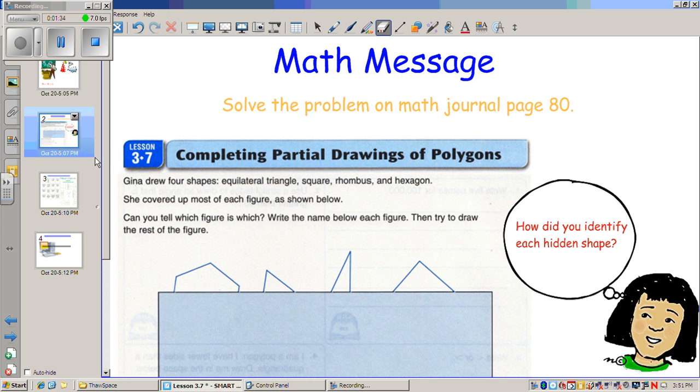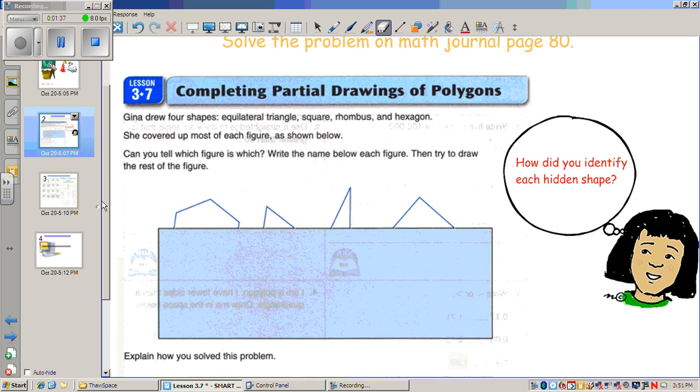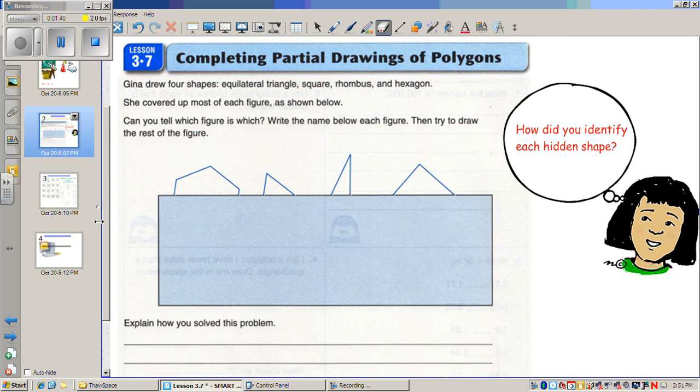Below, we know we have 4 shapes, and we know the names of the 4. We have an equilateral triangle, a square, a rhombus, and a hexagon. And our little gal over here says, how did you identify each hidden shape? First of all, I am going to help you with one of the shapes. I think I'm going to do this shape right here. Now remember, my artwork is not great. In fact, it's pretty bad actually, but I'm going to give it my best shot and draw, and hopefully you know what this shape is. It is a rhombus, and I'm going to write right below it, rhombus.